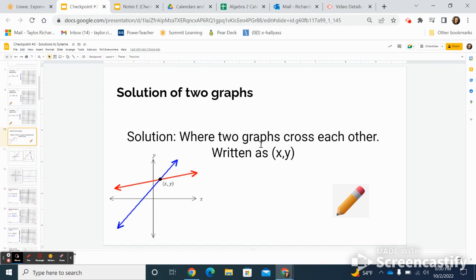So again, go ahead and pause this video if you need to, but this definition is going to go on slide 4. Now, I also gave you a picture of what it looks like. So notice how the blue and the red line are crossing each other, and that point where they cross, that's my solution, and it's written as x and y.